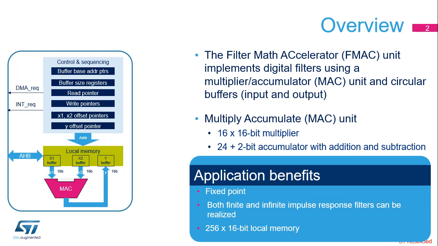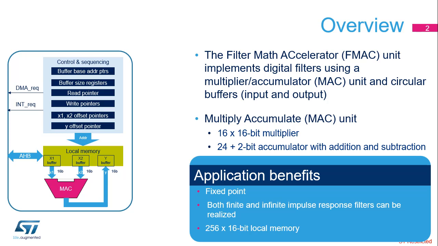The FMAC unit is built around a fixed point multiplier and accumulator, or MAC. The MAC units receive two fixed point 16-bit operands from an internal 256 by 16-bit RAM and write the result back to this memory. The address of the input values in local memory is determined using a set of pointers. These pointers can be loaded, incremented, decremented, or reset by the internal hardware. Software does not address them directly.